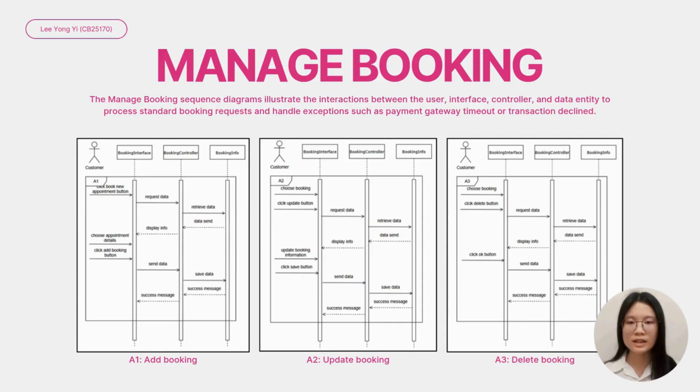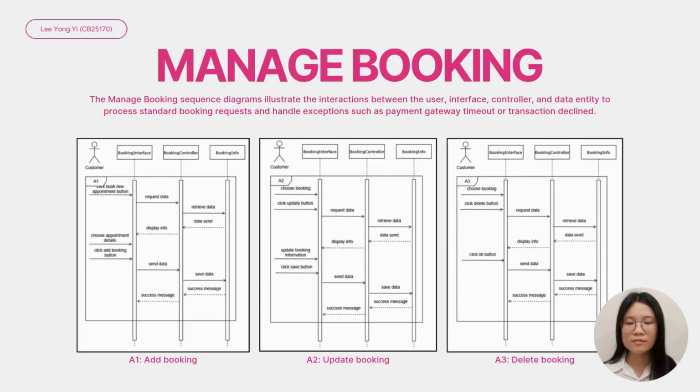First, for manage booking, we have four alternative flows. A1, add booking. The customer fills the form, the controller validates it and saves it to the database, and the interface displays a success message. A2, update booking. The customer modifies a booking, the controller updates the database, and a success message appears.